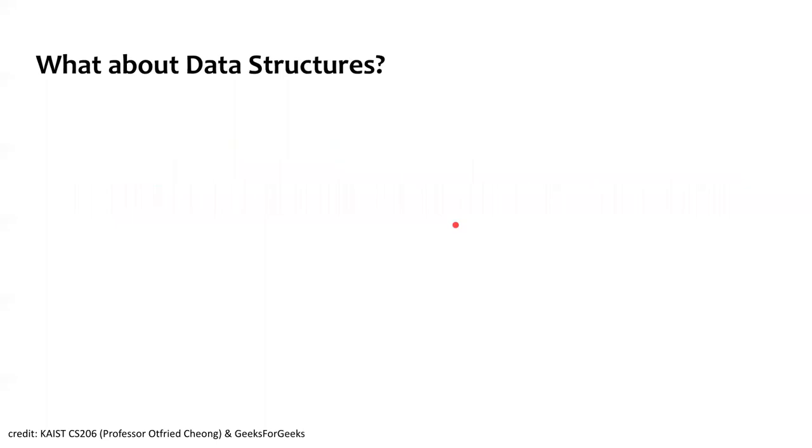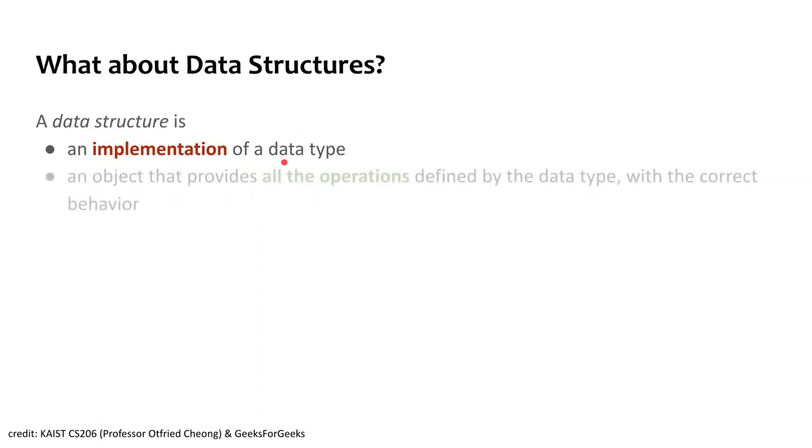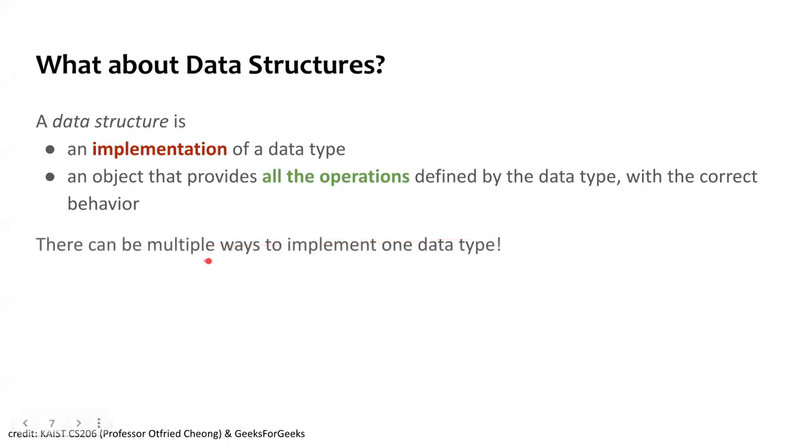So this course is data structures. And what are the differences between data structures and abstract data types? A data structure is an implementation of a data type or an abstract data type, an object that provides all the operations defined by the data type with the correct behavior. There can be multiple ways to implement one data type.